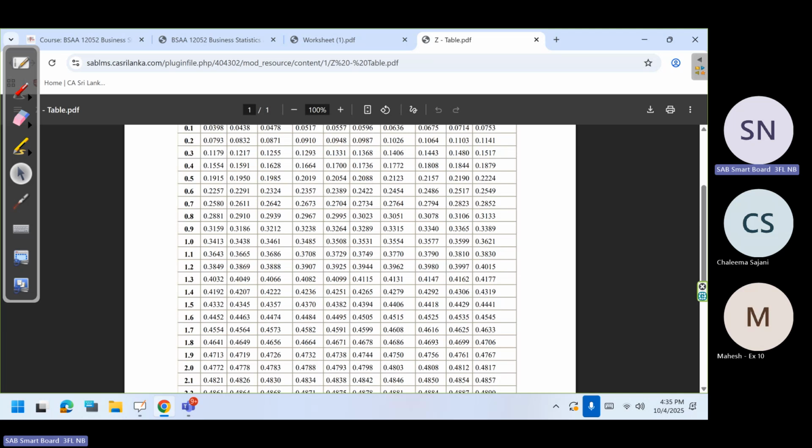Then we know the probability. Probabilities appear inside the table. Then you go through this probability value and find out where the 0.45 is. There is the 0.45.